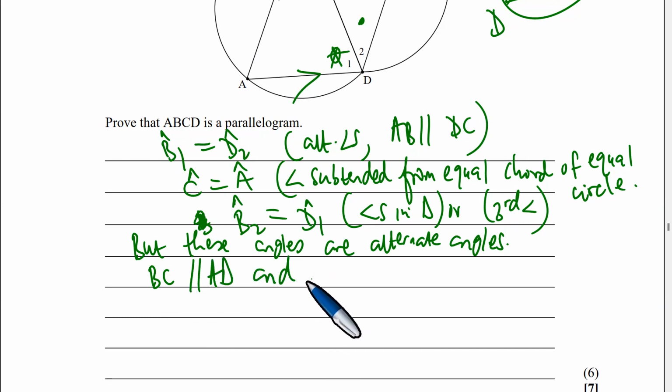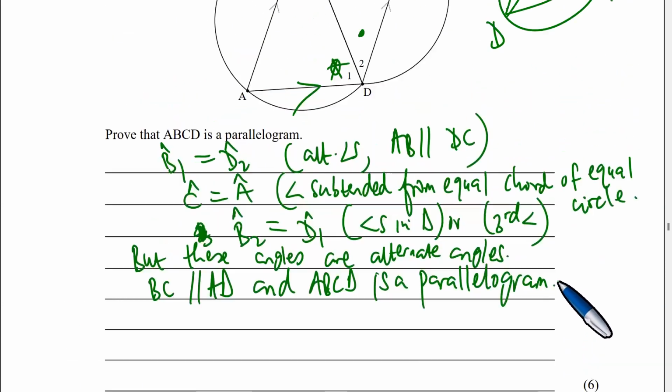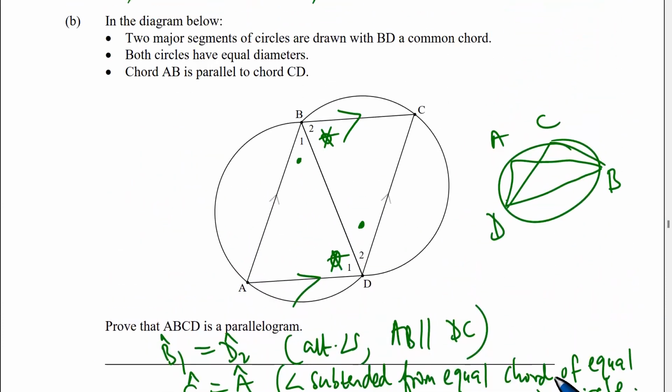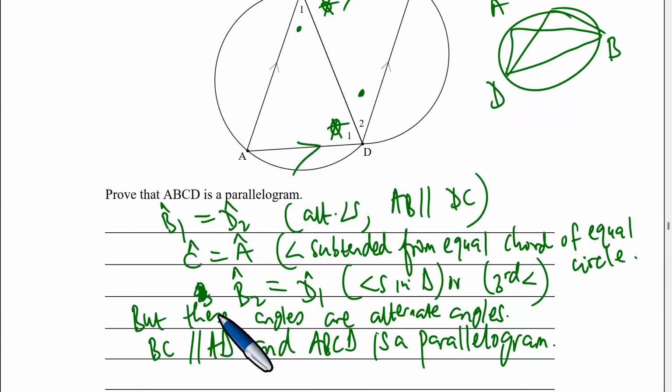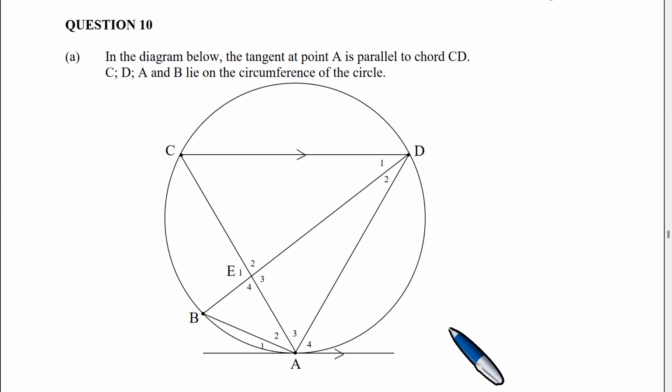And ABCD is a parallelogram. Obviously we have to prove that ABCD is a parallelogram, and we've proven just exactly that. We were given this information, and we went through the proof, and this is the proof. And we're done. Next question. You're on point, Marang. You were really right.